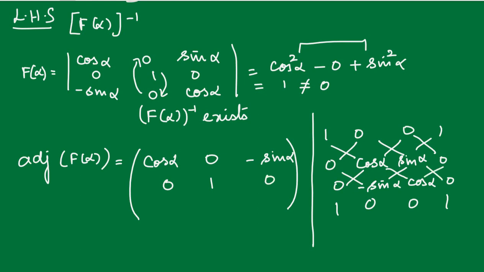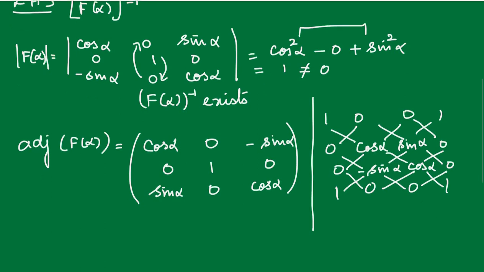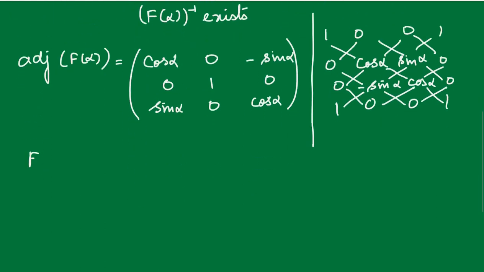The next element is 0 minus 0 is 0. Next is 0 minus of minus sin alpha gives us plus sin alpha, and the next element is 0. The next element is cos alpha into 1 is cos alpha minus 0, so the value is equal to cos alpha. This is the value for adjoint of f of alpha. Therefore we know that determinant of f of alpha is equal to 1, and therefore f of alpha whole inverse will be same as adj of f of alpha.